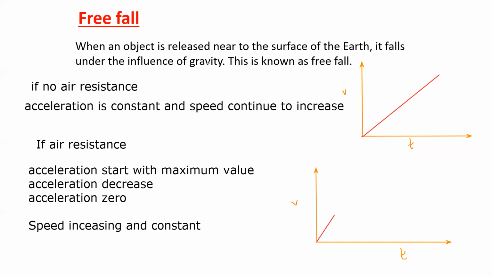Then it starts to decrease and it will be a horizontal line, which shows there is no acceleration and the speed is constant. So this constant speed is known as terminal speed. Without air resistance, there is no terminal speed. So this is without air resistance, and this one is with air resistance.